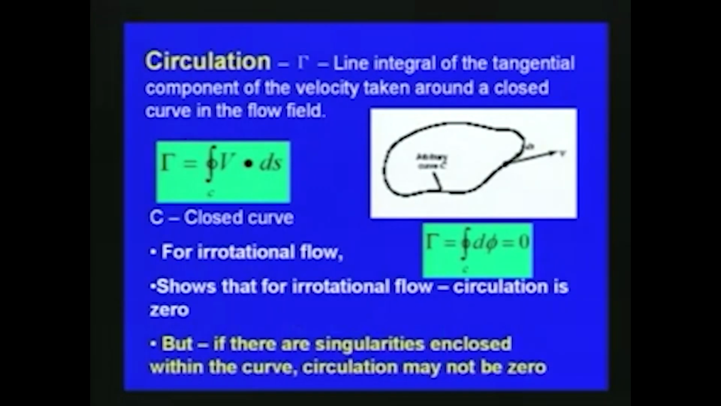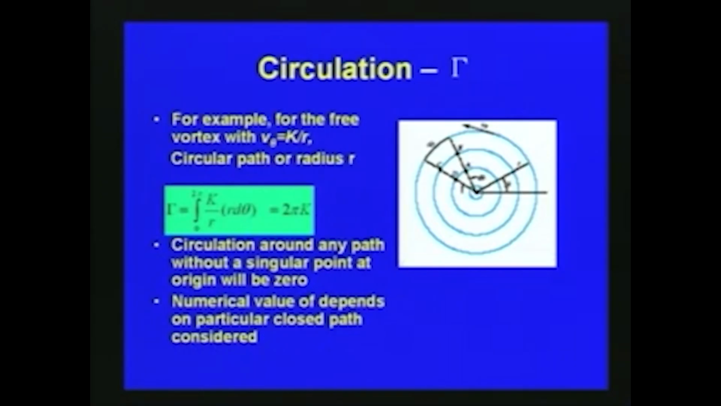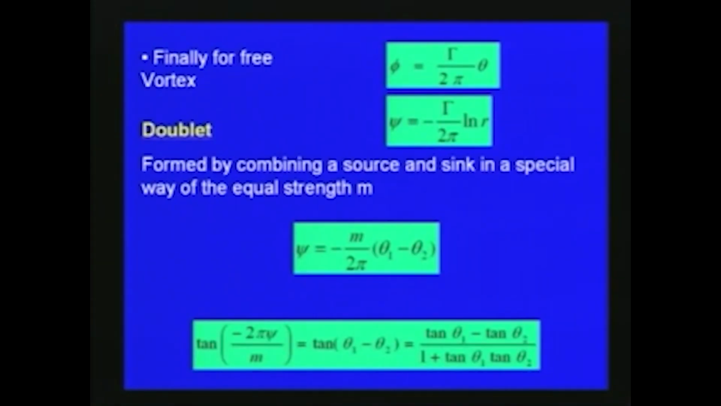With respect to this figure you can see r is defined, theta is defined. We have already seen earlier the general definition of phi and psi: phi is equal to k theta and psi is equal to minus k natural log r. With respect to the circulation gamma, for the free vortex the velocity potential phi is equal to gamma by 2 pi theta, and the stream function psi is equal to minus gamma by 2 pi natural log r.